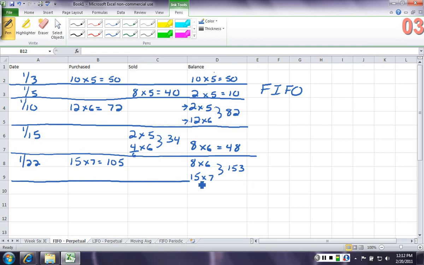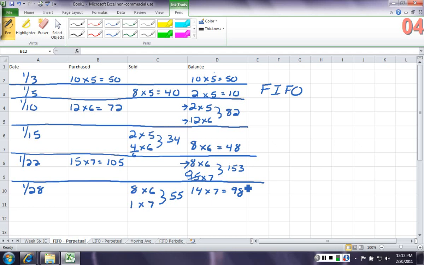My last transaction for FIFO was on the 28th. I sold 9 units. I have to go from here first, so I sold 8 at 6, but I sold 9, so I have to take 1 from here. So 1 at 7. This is a total of $55. Now remember, I used some of those. I only have 14 left at 7, or $98.